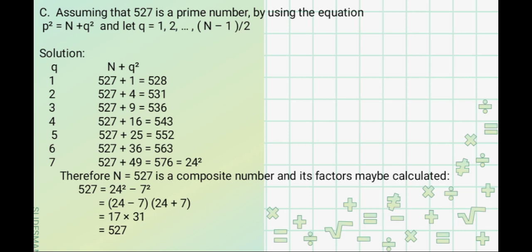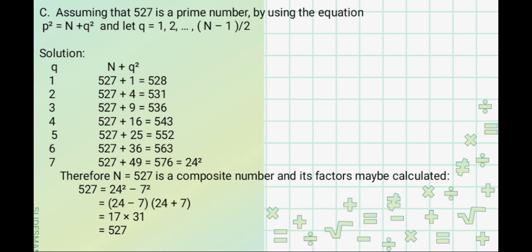So, substituting 527, which is our n, plus 1, which is our first number sa q. So, 1 squared. So, 527 plus 1 squared is equal to 528. Since 528 is not a perfect square, so proceed ta. So, we have our q now is 2. So, 527 plus 2 squared, or 2 squared is equal to 4 man, diba? So, 527 plus 4 is equal to 531.